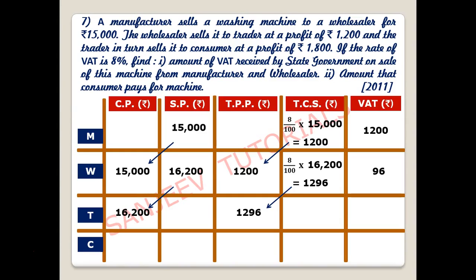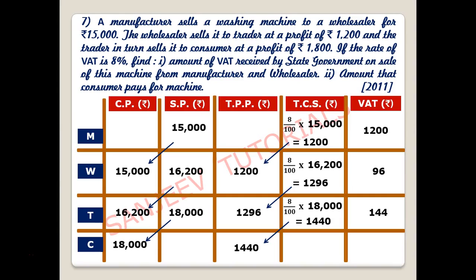Now let's talk about trader. For trader, selling price is rupees 18,000. That is also the cost price for consumer. For trader, tax collected on sale will be 8% of 18,000. That is rupees 1440, which is actually tax paid on purchase by consumer. VAT paid by trader will be 1440 minus 1296, that gives us rupees 144.